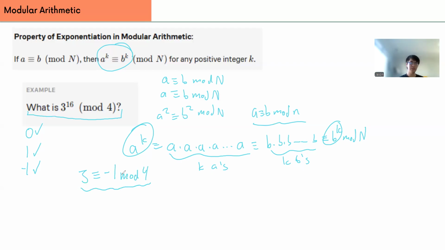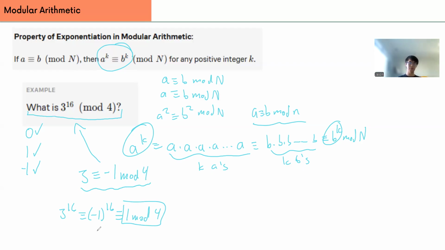So since 3 is congruent to negative 1, remember we said that 4 is 0. So we can just subtract 4 from 3 to get negative 1, or from negative 1, we can add 4 to get 3. So this linear congruence is true. So we know that 3 is congruent to negative 1, so we can substitute it in here, right? So 3 to the 16th is congruent to negative 1 to the 16th, which we all know is congruent to 1 mod 4, right? So this is the first way that you could do this question.